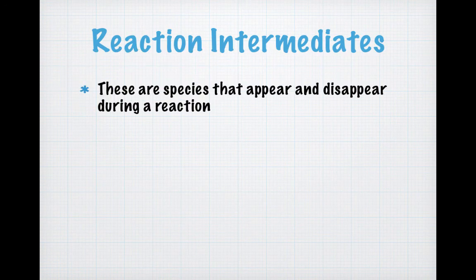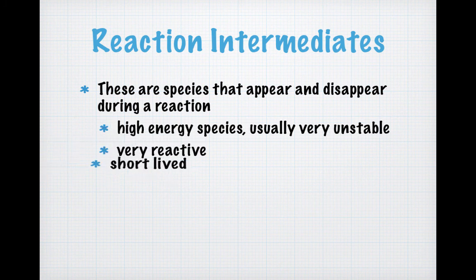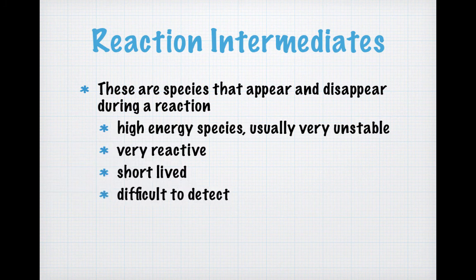Let's explore these reaction intermediates just a little bit more detail here. These are species, as we saw, that appear first in a mechanism and then they disappear. So they're generally a very high energy species. Usually that means that they're going to be very unstable. Species that are unstable tend to be very reactive. Because they're very reactive, they react very quickly with other things in the reaction mixture, which makes them very short-lived. Because they're short-lived, they can be very difficult to detect.